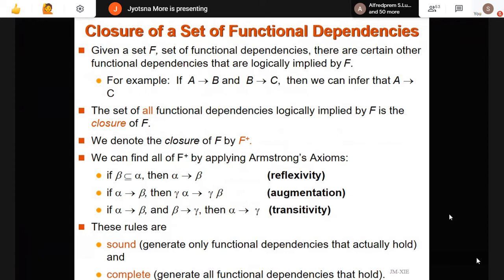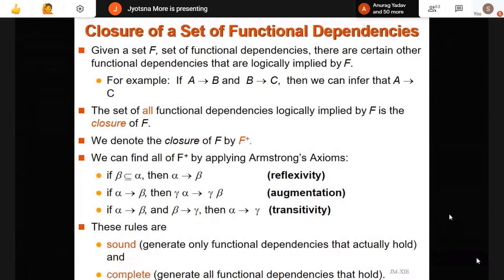You all know closure set. In maths, you have studied closure set. Just respond at least yes, no. Have you studied? No, ma'am.